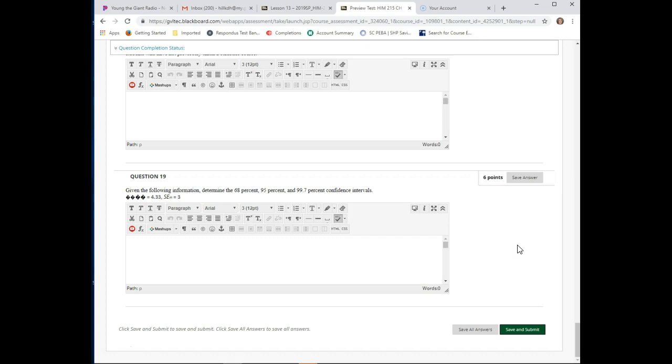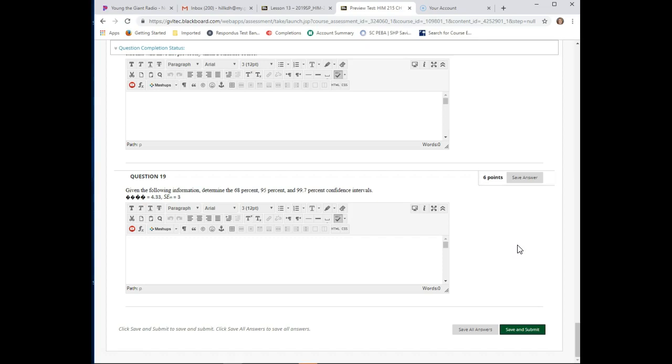You can see in the chapter, for the 95%, you're going to take the 4.33 minus, in parentheses, 2 times 3, close parentheses, equals a number, and then 95% CI equals 4.33 plus, in parentheses, 2 times 3, close parentheses, and that gives you an equal.